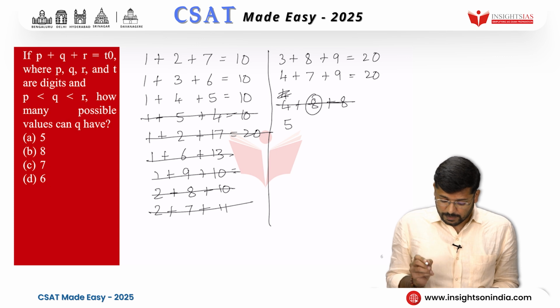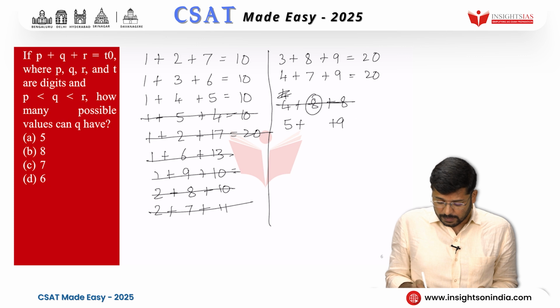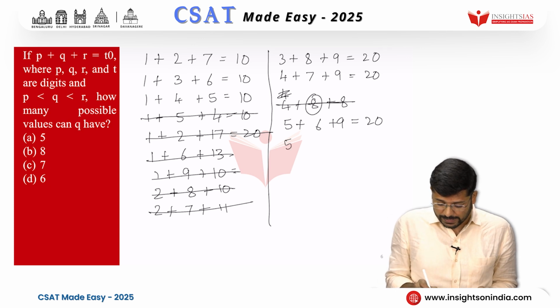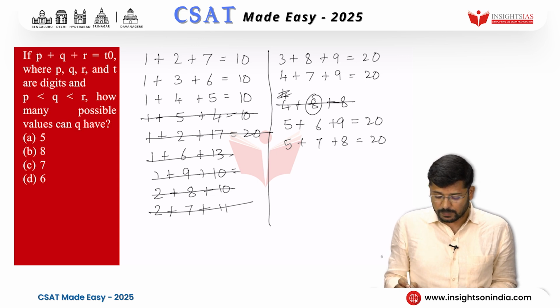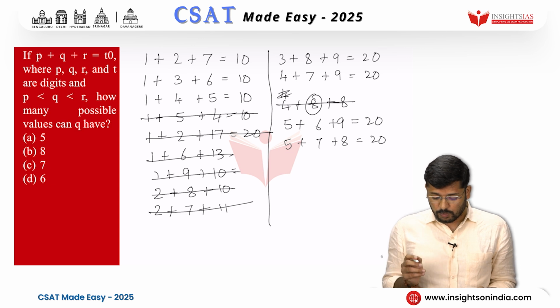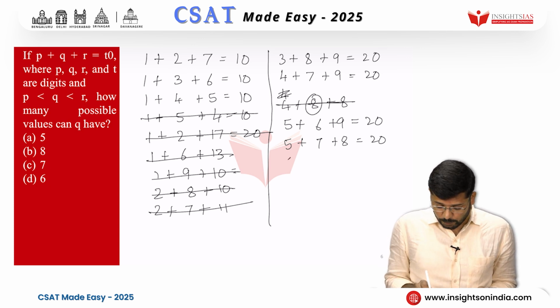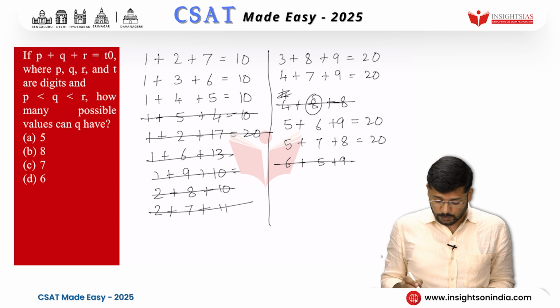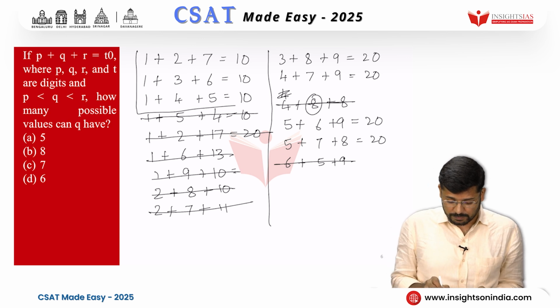Then if P is 5 and R is 9, then we will have 6 here. 5 plus 6 plus 9 is 20. Okay. Then if P is 5 again and if R is 8, then we can expect a 7 here. That is also possible. These are the only possible combinations with P being 5. Then if P is 6 and R is 9, then Q can be 5, but no, because P has to be less than Q. So these are the only possible combinations.